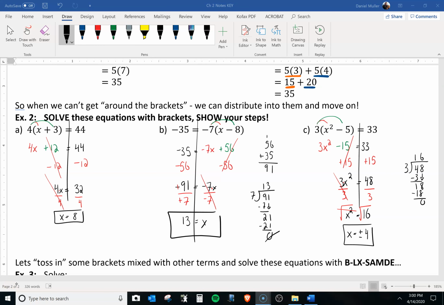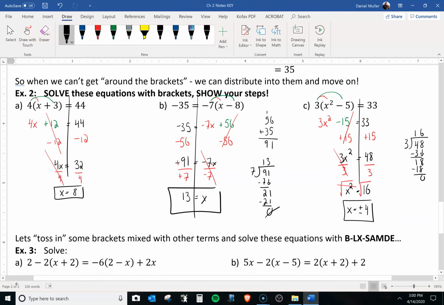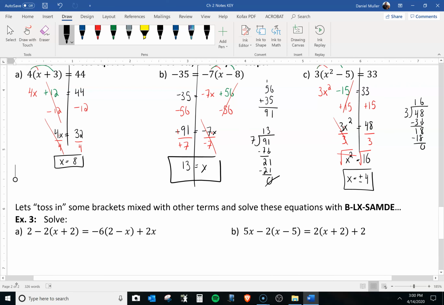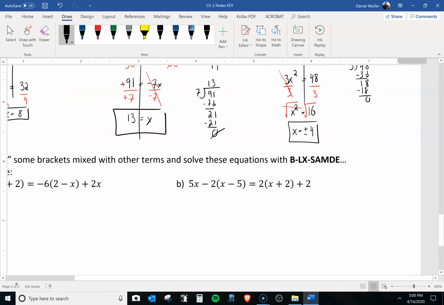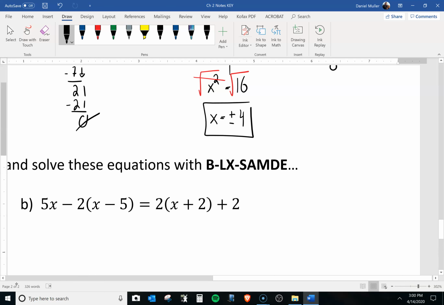All right, here we go. This is the most complicated ones. These are the ones with brackets. Then you're going to have to combine like terms. Then you're going to have to bring over the smaller x. And then you're going to have to do backwards BEDMAS. And that's what this is trying to say.